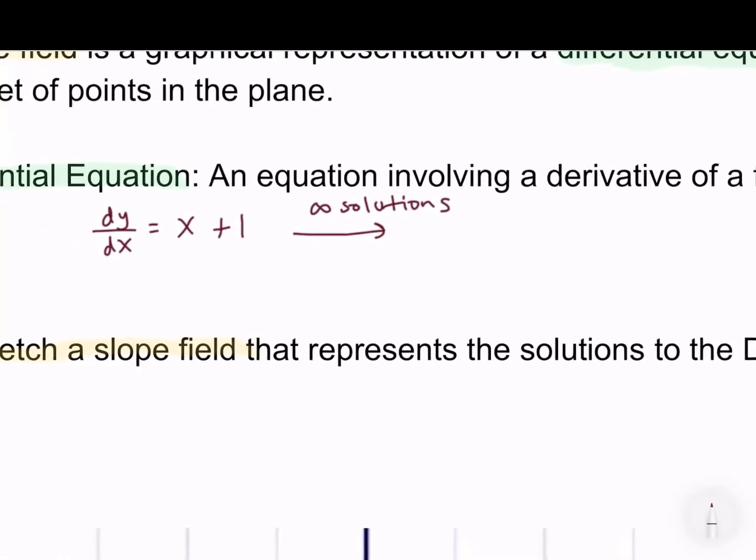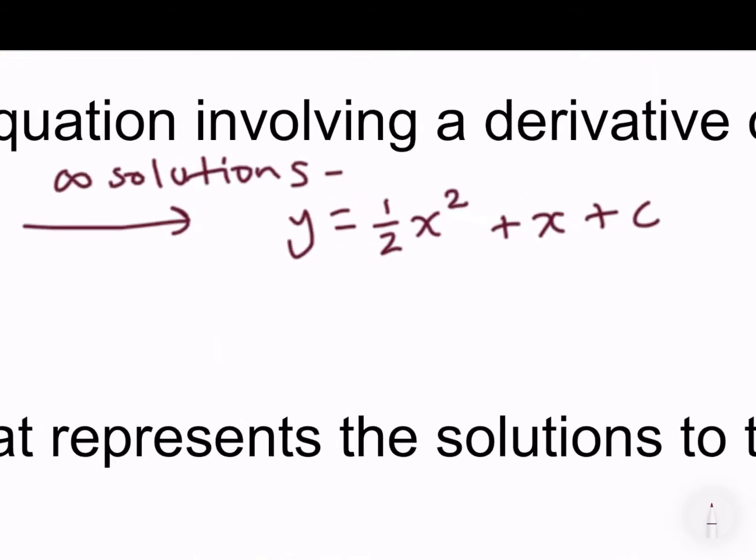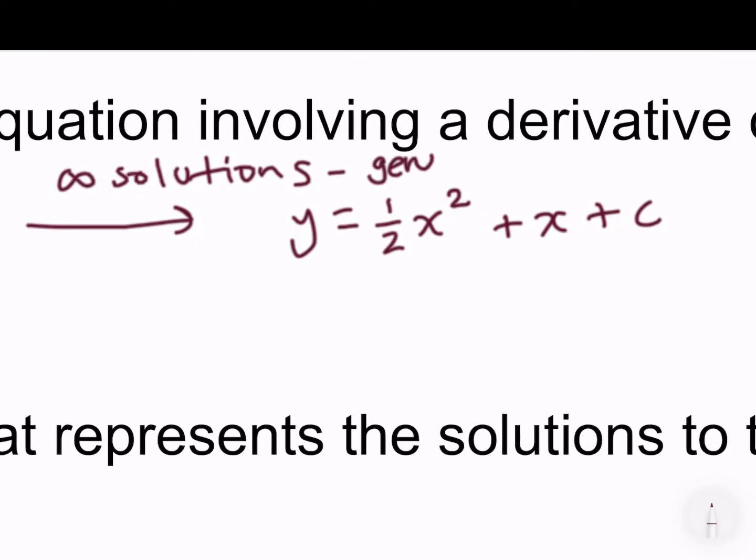We can solve it just by solving for y. When we find y, that's like the antiderivative of dy/dx. So we take the antiderivative and we would get 1/2 x squared plus x and then plus c. So we have the option of getting an infinite number of solutions when we have this plus c. And remember, the infinite solutions is when we have our general equation.